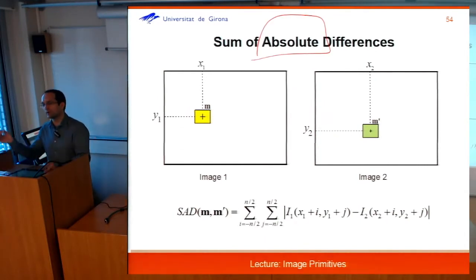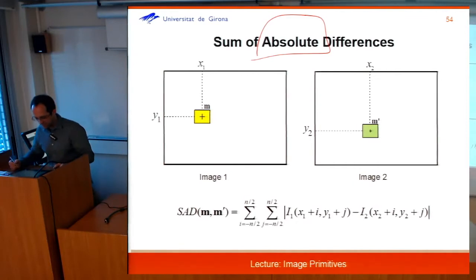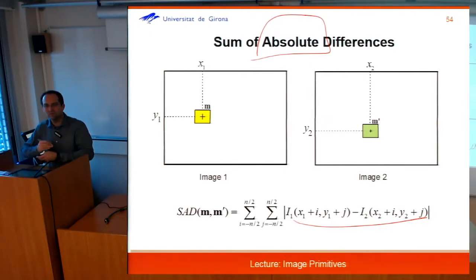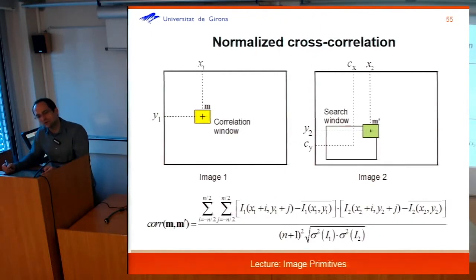I could do the same as the sum of square differences, taking the absolute value instead of squaring them, for preventing a positive and a negative component of the summation from canceling. So I can take the absolute values, and it's the same idea. So it has the same problems. Thresholds are going to be different, but it's the same problem. Okay. How about normalized cross correlation?